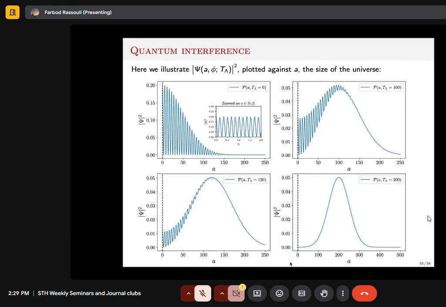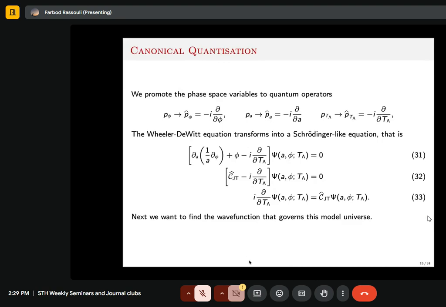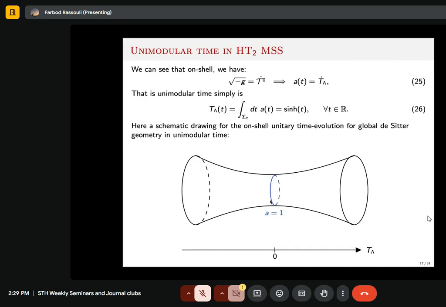So now we can plot psi squared, and when you plot psi squared, basically you can see how the evolution of the universe, what happens. I will explain, I will dissect these graphs. So basically, the first graph here is for T lambda equals 0. So it's when our universe is at the minimal throat here. And so we are quantizing this metric. Now we're going a little bit off shell from this figure.